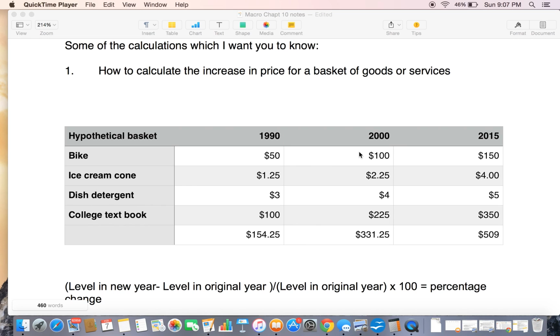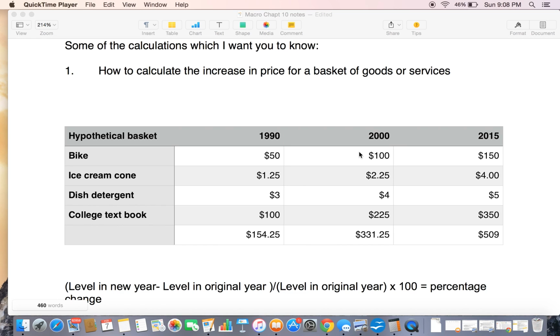And so we've come up with a hypothetical example here. In our basket, we only have four different goods. We have a bike, ice cream cone, dish detergent, and a college textbook. So obviously this isn't representative of what you would actually be buying on an annual basis, but the idea is let's just figure out how to calculate the basket.